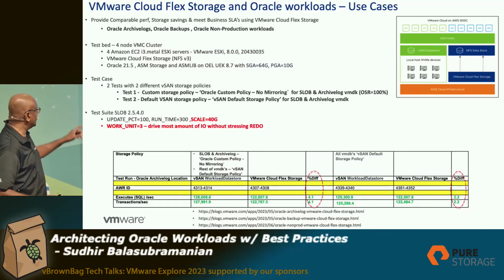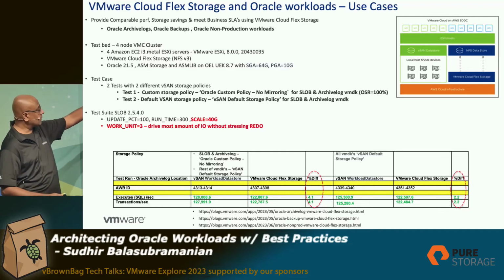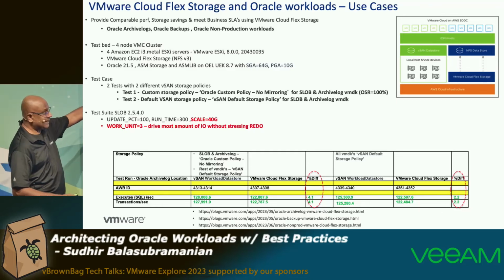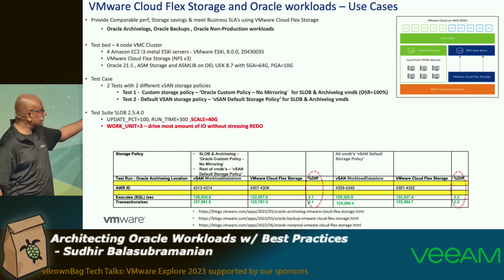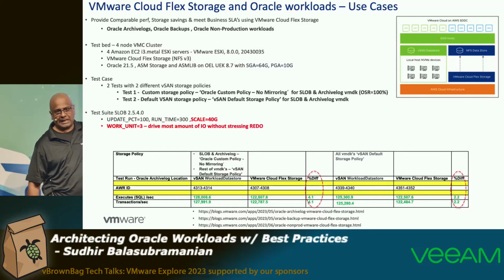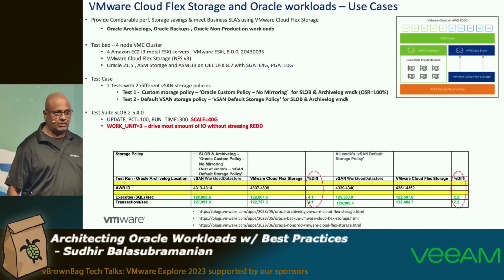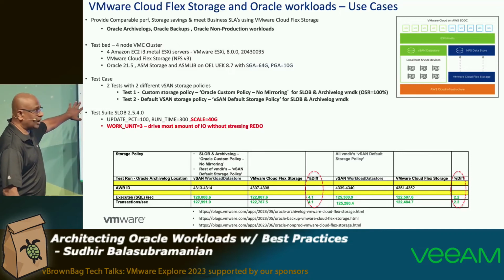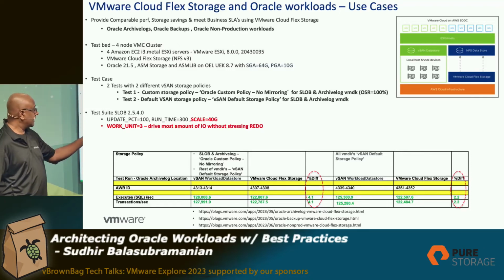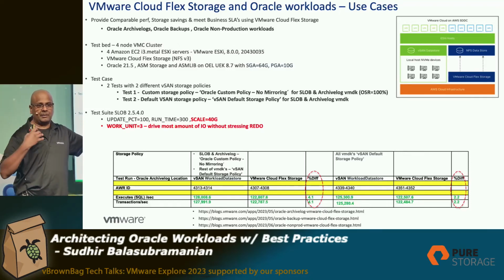And this is what I did. A 4-node VMC cluster, right? i3 Metal. That's the latest Oracle 21C version. 8.7, I know 8.8 is out, even OEL 9 is out, but that's a stable version. All we did was we did 2 test cases, right? This one is for the paranoid Oracle DBAs like me in the back, who basically don't trust anything or anybody.